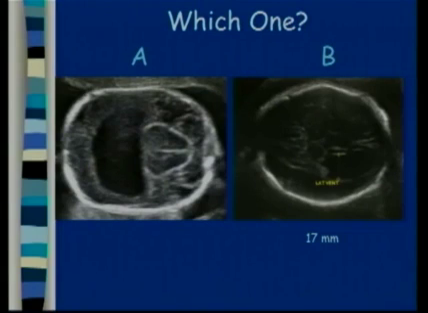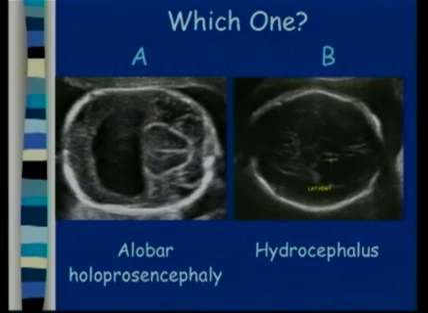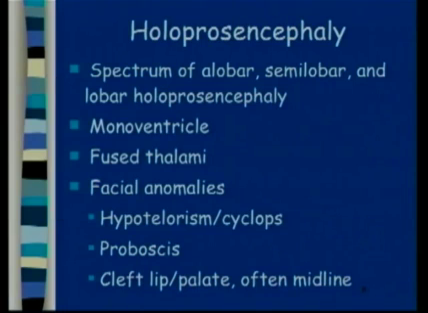Okay, here's the next case. Would you rather be fetus A or fetus B? Well, we can see that the fetus in A has a monoventricle in the head with fused thalami. And this is very worrisome for alobar holoprosencephaly. The fetus in B has mildly dilated ventricles, so that these look like they're about 12 millimeter ventricles, and this is a case of ventriculomegaly or hydrocephalus. I guess maybe you wouldn't want to be either one, but probably most people would say B.